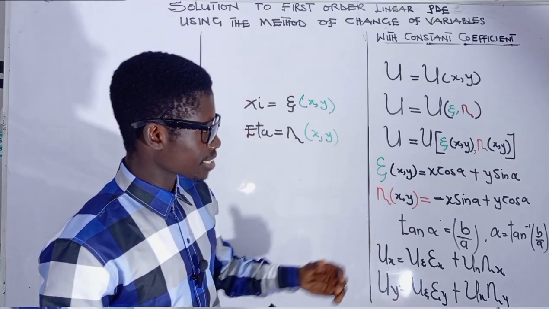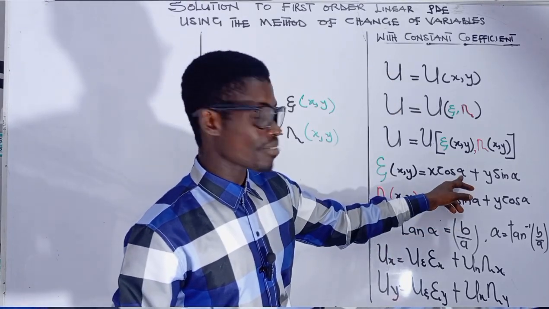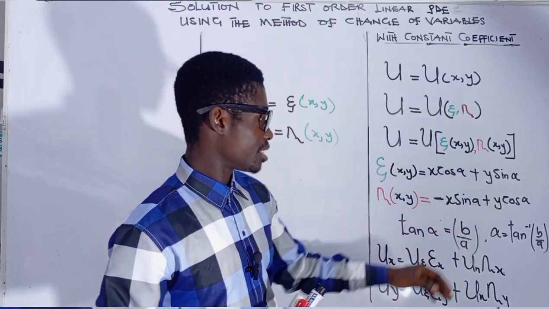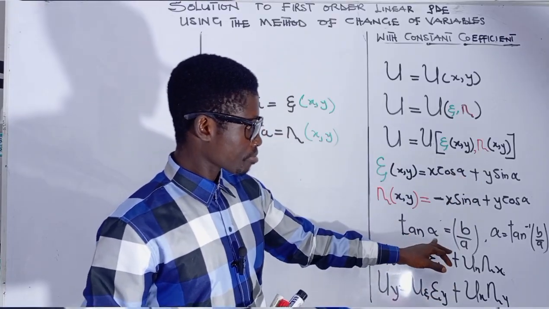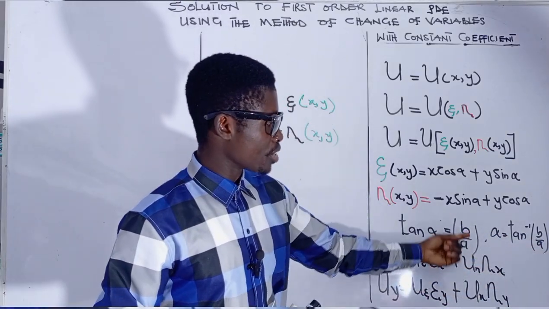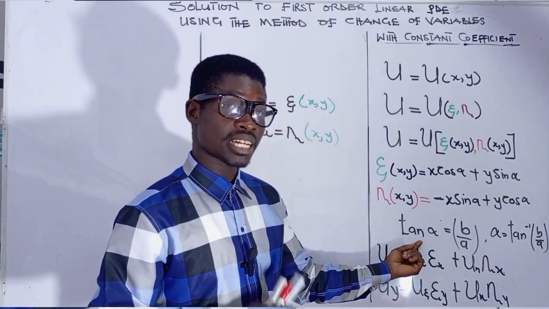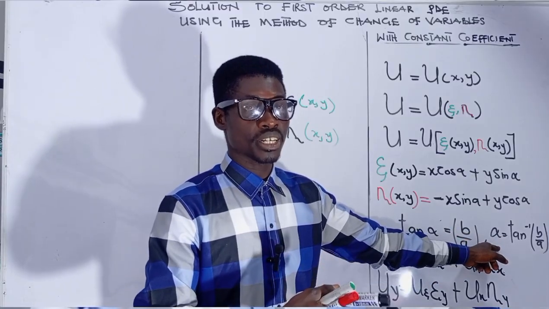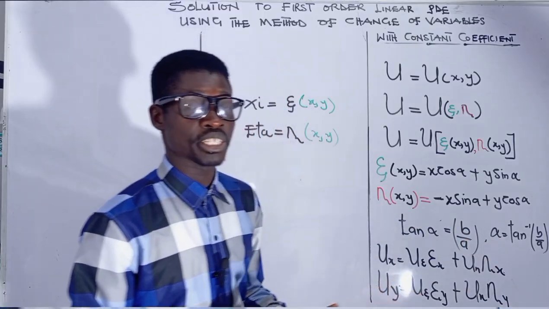Now somebody may ask, how do we get alpha? Alpha is given as the tan inverse of b over a. So when you know your a and your b, if you take the tan inverse of b over a, it is going to give you the angle. Now how do you get your a and your b?